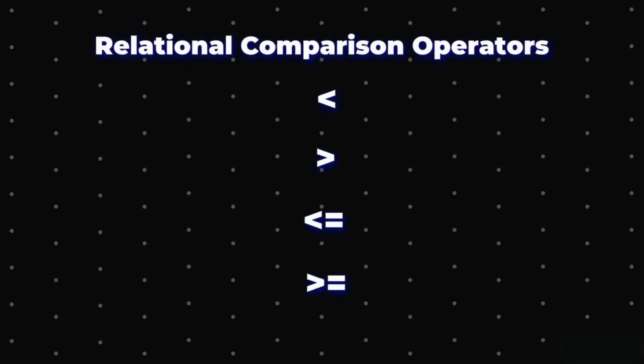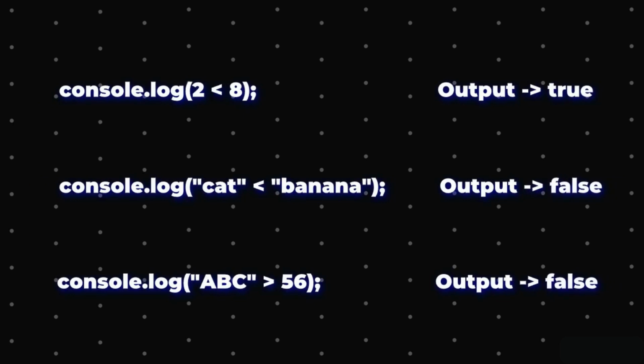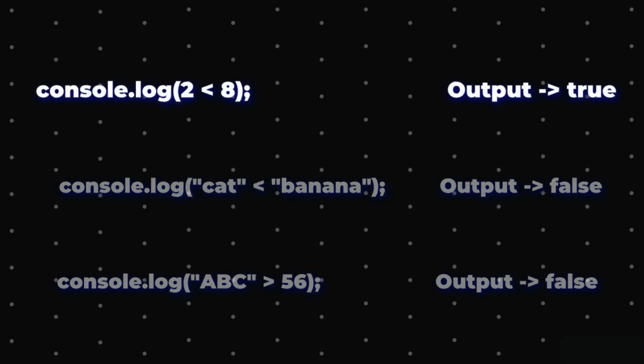These 4 are the relational comparison operators: less than, greater than, less than or equal to, and greater than or equal to. This is commonly used for eligibility checks, age limits, score limits, access control. Here are some examples. When we compare two numbers, the mathematical rules are applied.